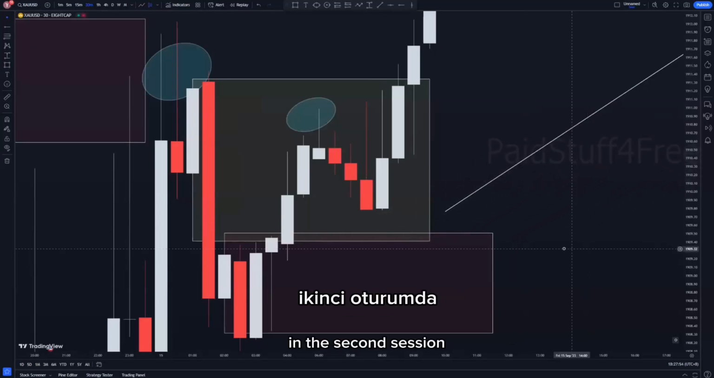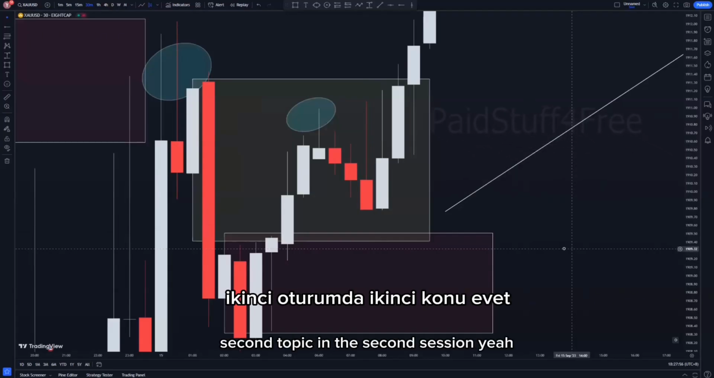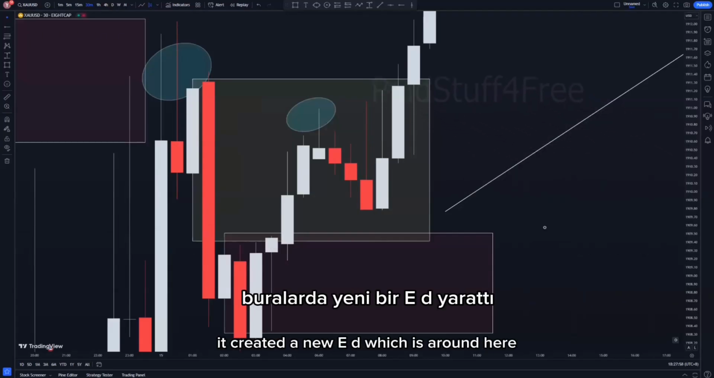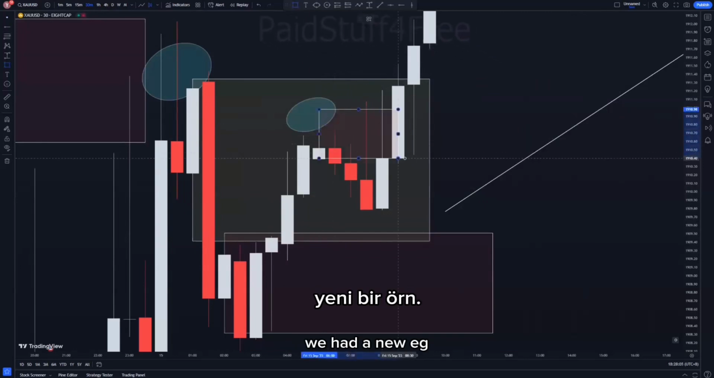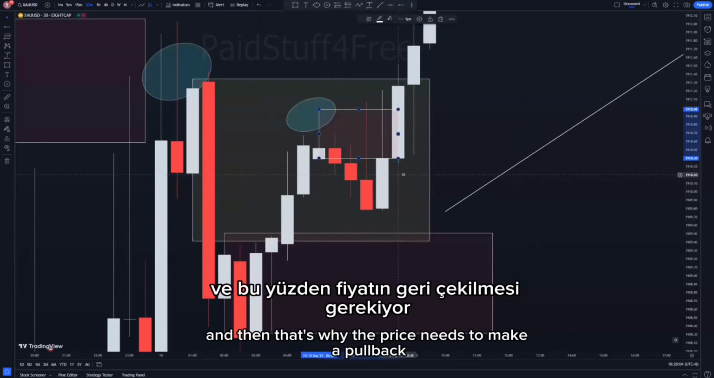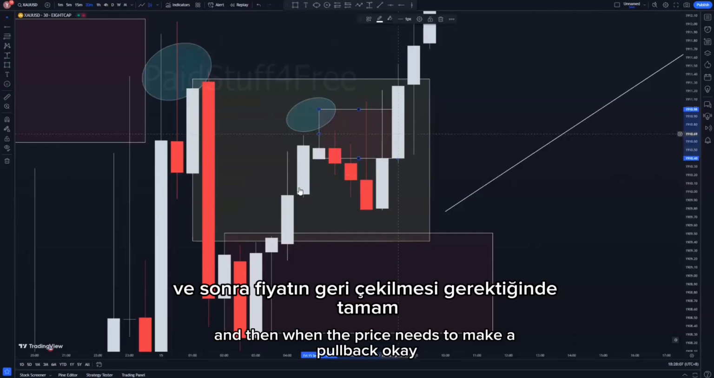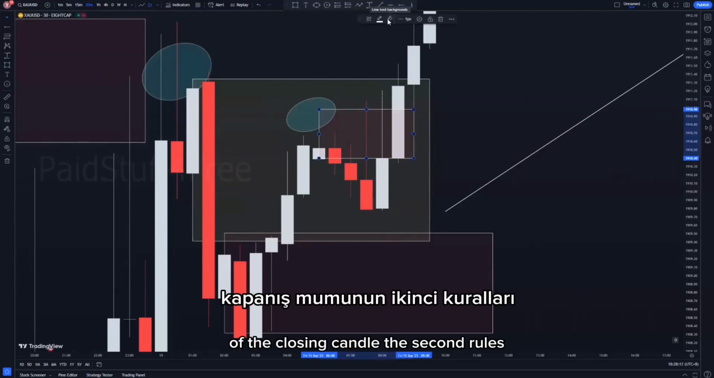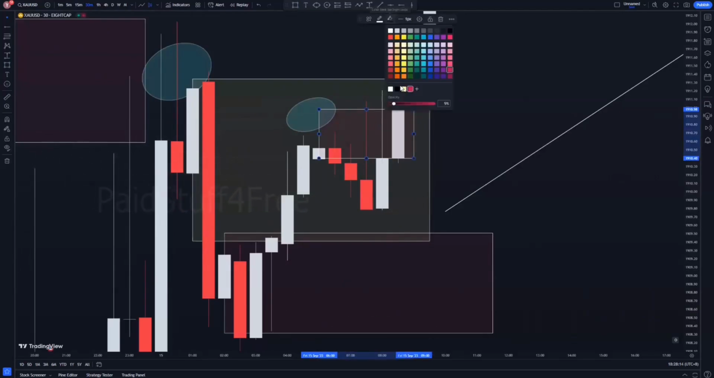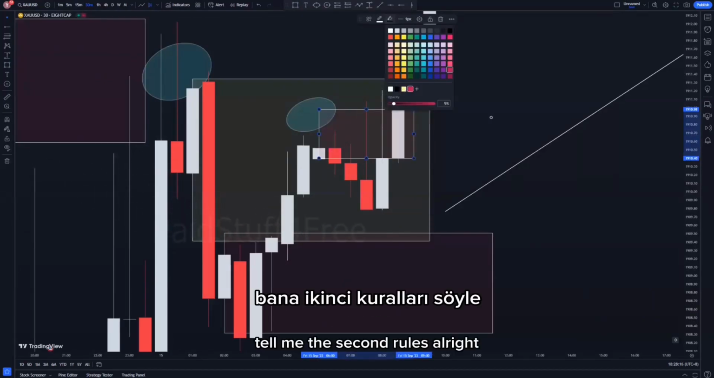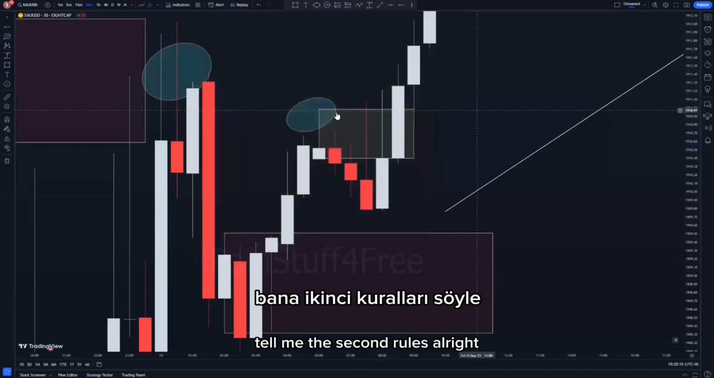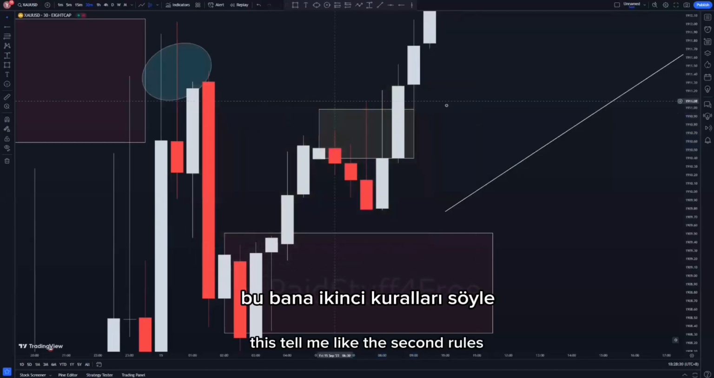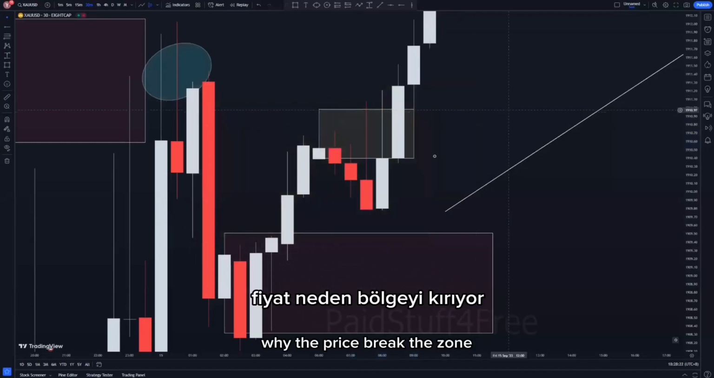Okay, in the second topic in the second session, it created a new EG, which is around here. We had a new EG, and that's why the price needs to make a pullback. And when the price needs to make a pullback, now you guys tell me the second rule of the pullback of the closing candle, the second rule. Okay, tell me the second rule, right? Why did the price break the zone?